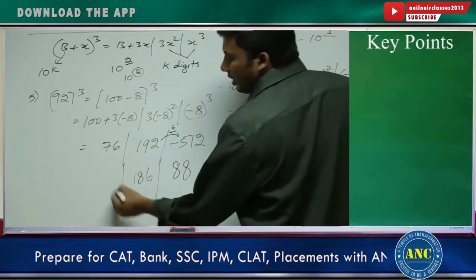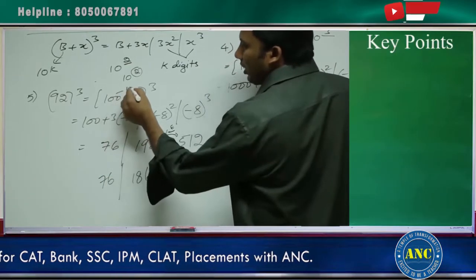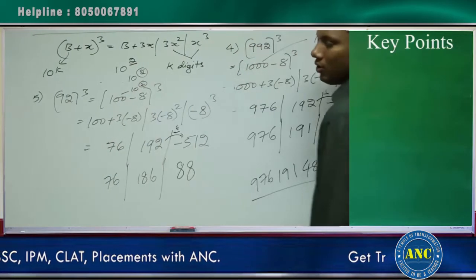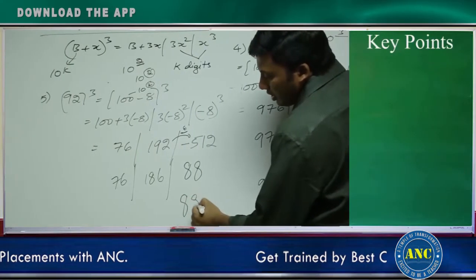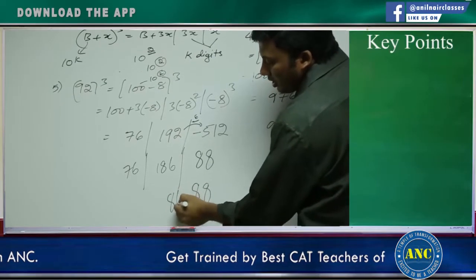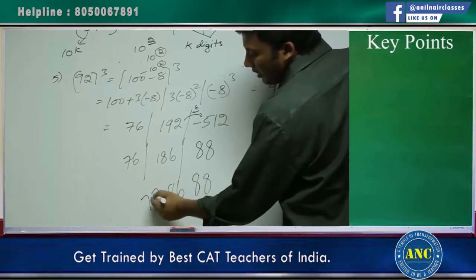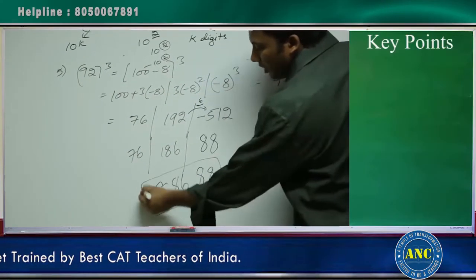192, 6 is taken carry. 186. These 76. 100 is 10 square. Last two places will have 2 digits. 88. 186, what are the last 2 digits? 86. 1 carried. 76 plus 1, 77. So what will be the answer?